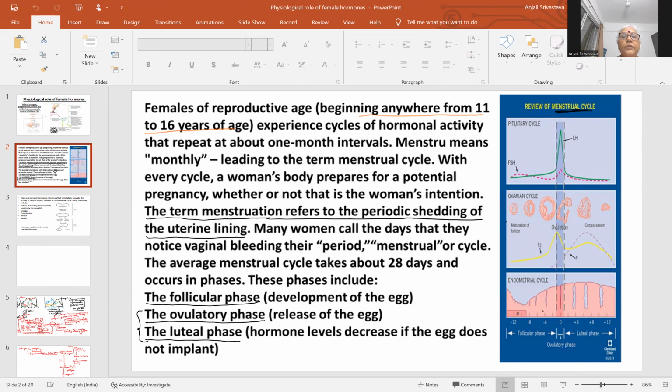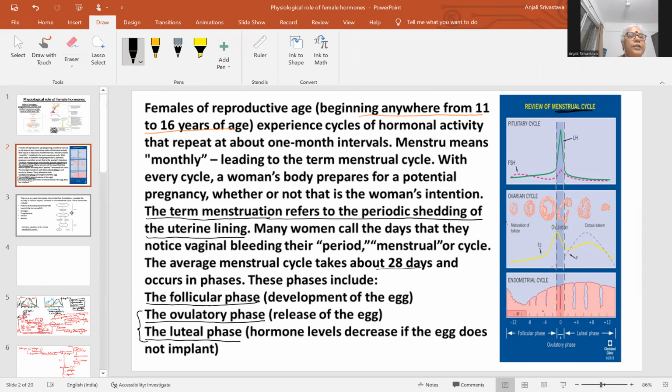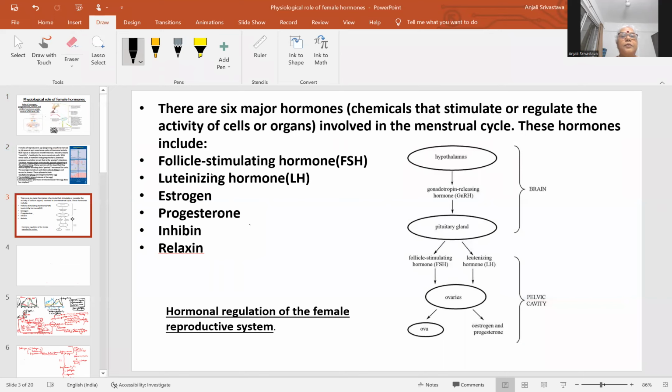That begins with the development of the oogenesis, that is development of ovum within the ovary. This menstruation brings about the periodic shedding of the uterine lining, and that is also called the periods. This is an overall cycle of 28 days, including 3 phases: the follicular phase, ovulatory phase, and the luteal phase. So before we start the production and the action of all these female reproductive hormones, just have a quick look.